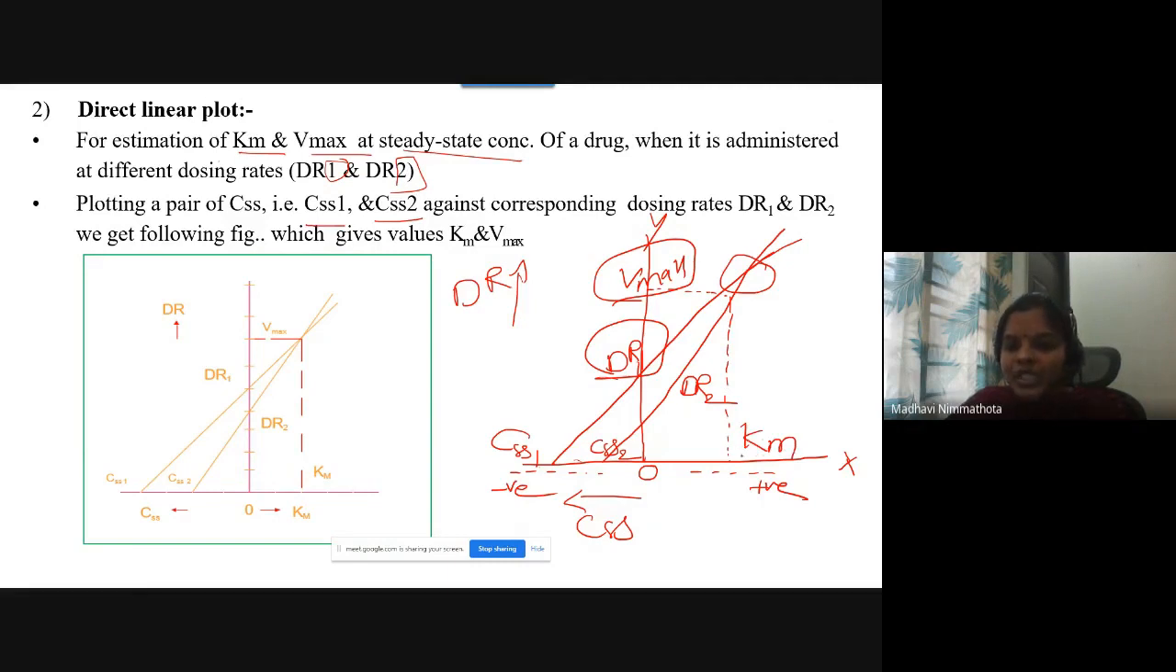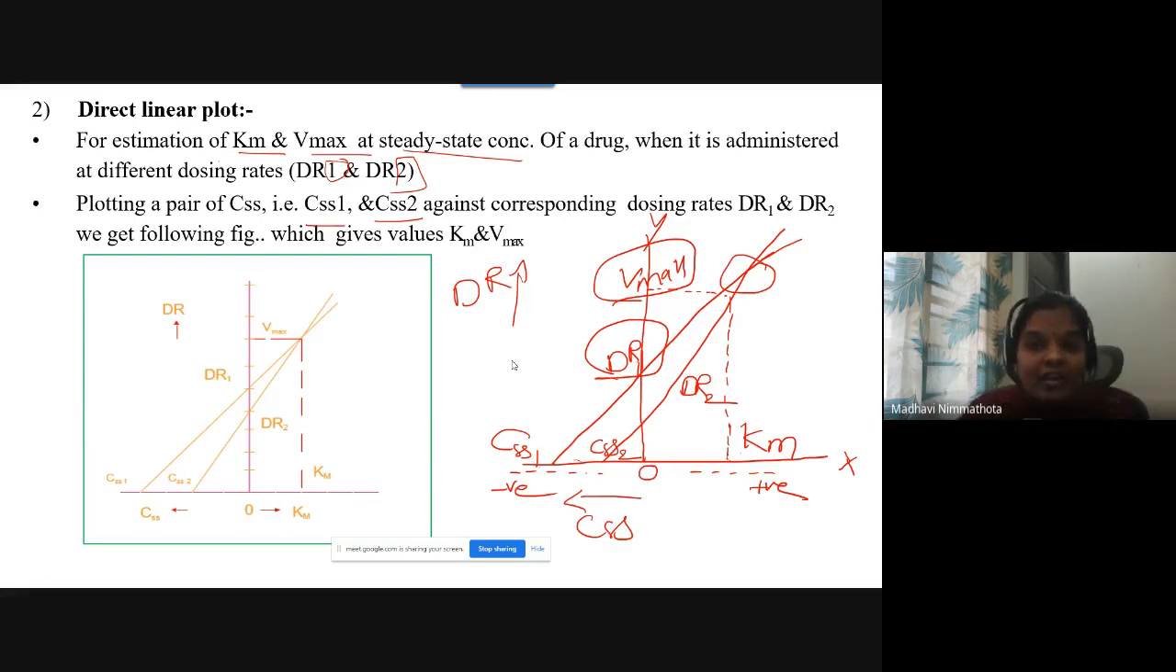So this is the Km. Okay, this is the Vmax. The graph is the same as this graph, but this one is very light to see, that's why I plotted it once again. So you just adopt the concept clearly. This direct linear plot is useful to estimate the Km and Vmax at the steady state plasma drug concentration.